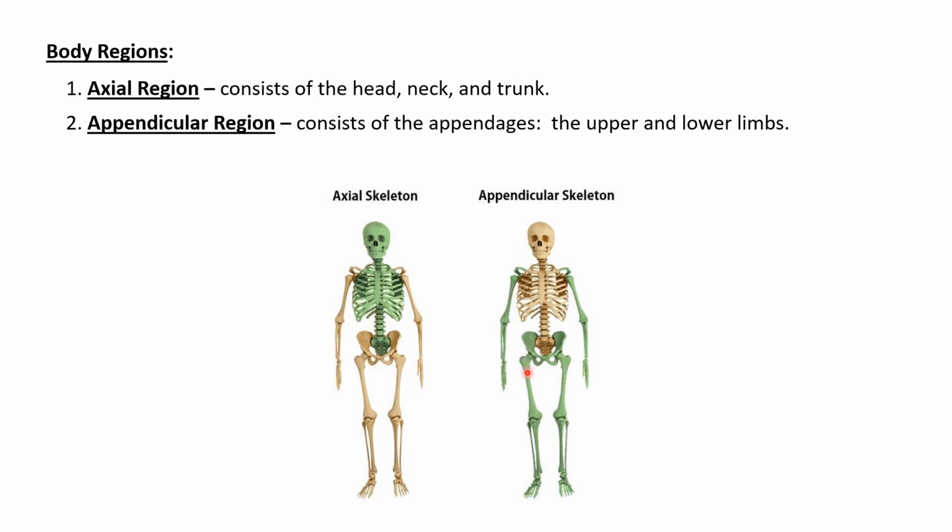And then here for the leg, the lower limbs are the legs. So the appendicular region includes the legs and the pelvic girdle, which are the hip bones. So these two big bones, the coxal bones, which form the pelvic girdle, they're part of the appendicular region.